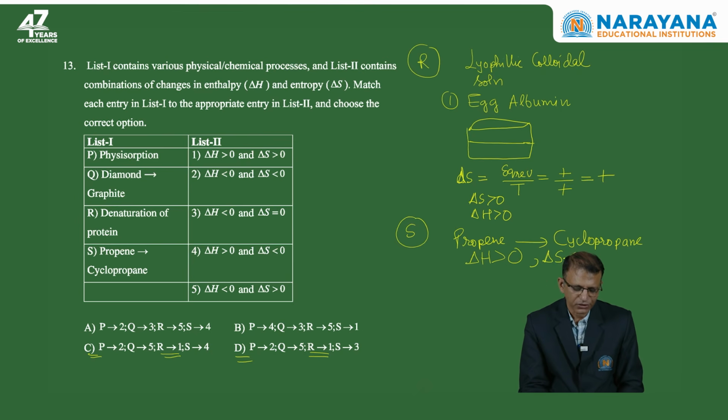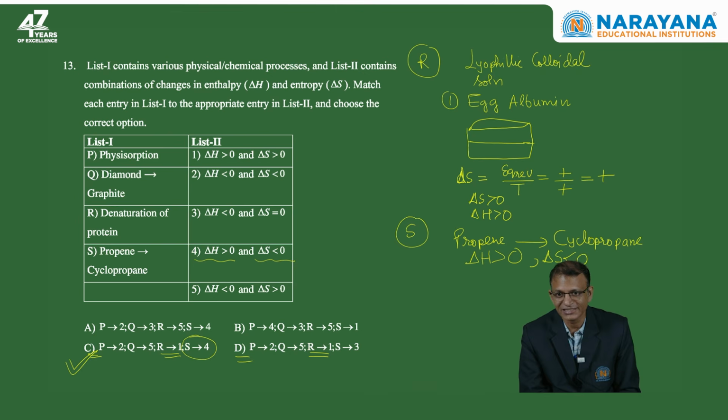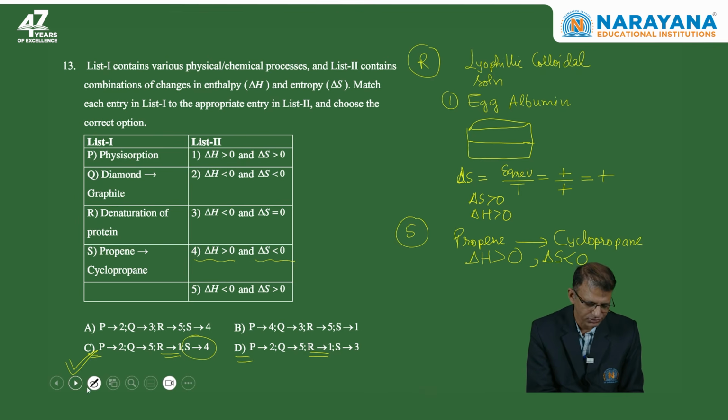So we can say that the entropy change for this process will be negative. So looking at the options, we can say that C should be the answer, because here the S option is matched with 4. The enthalpy change is positive, but the entropy change is negative. So we can say that this question may be one which is given to decide the rankers, right? All the 4 options are very good options. Without solving all 4, without knowing all 4, you are not able to reach the answer. So let us move to the next question, question number 14.